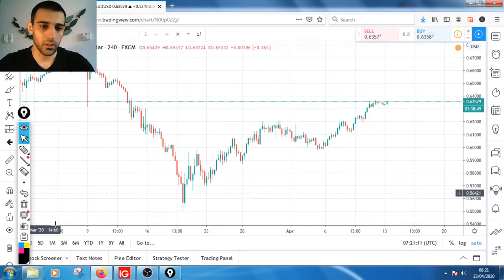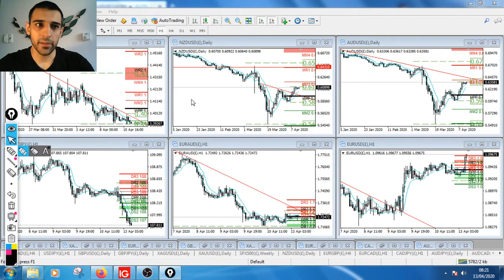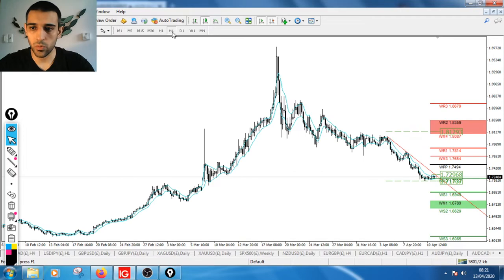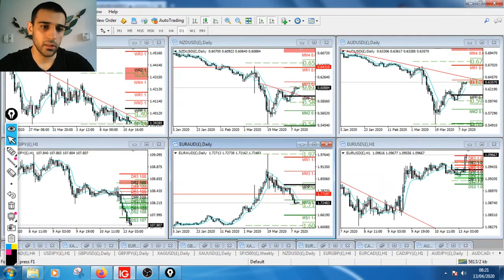Let's do a different one. I'm used to doing that on MetaTrader, so that's why it's a bit different. The euro dollar is starting to fly higher now. It doesn't look like it wants to retrace. Okay, that's pretty weak.